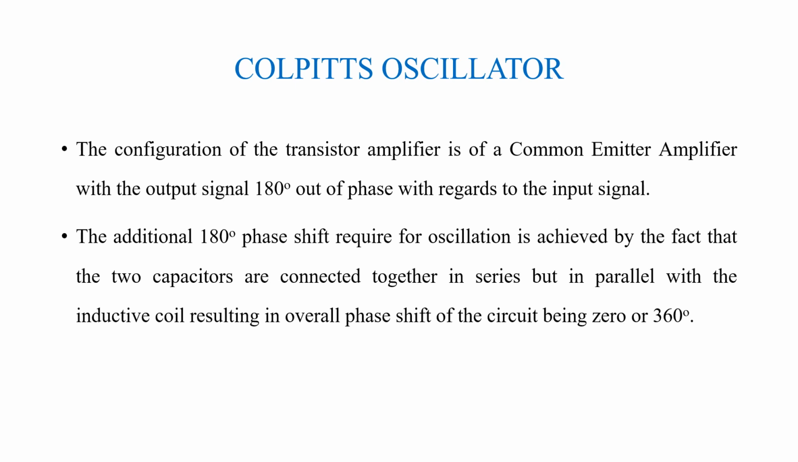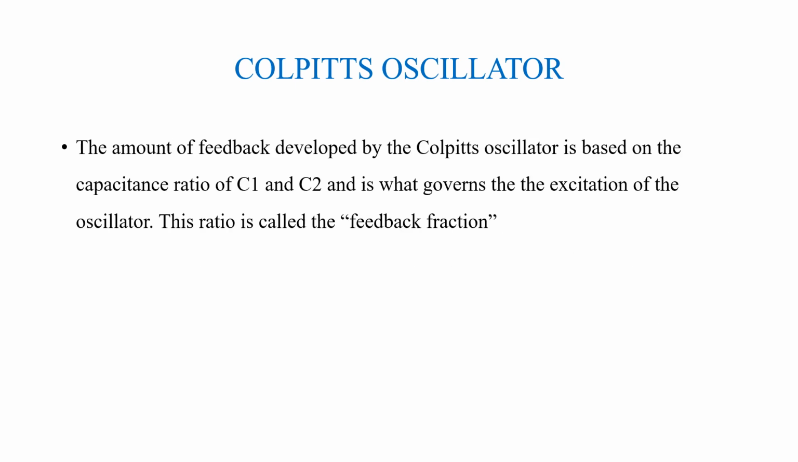The configuration of the transistor amplifier is of a common emitter amplifier with an output signal 180 degrees out of phase with regard to the input signal. And the two capacitors in series will provide another 180 degree phase shift, and the total or the overall phase shift of the circuit will be 360 degrees.